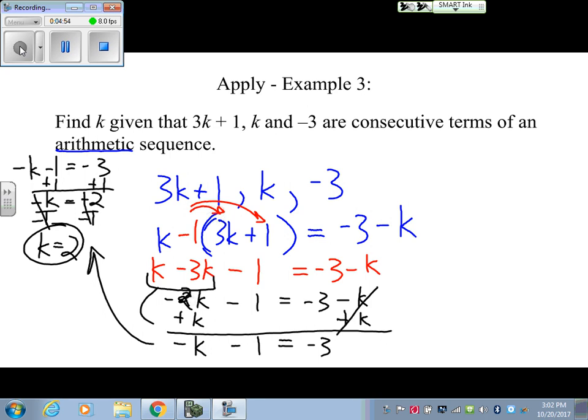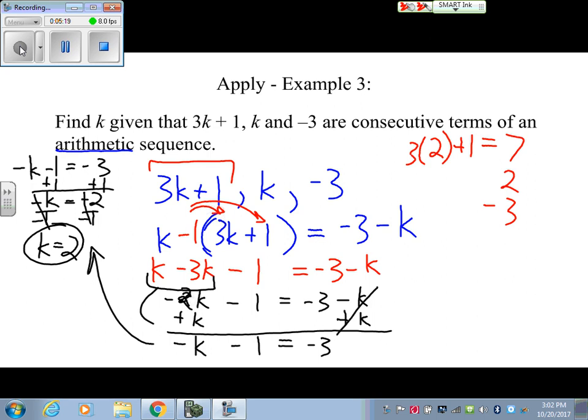Now, how can I be sure it's correct? I can go back and plug it in. So if I plug it in, I now will know my three terms. The first term that I had here, 3k plus 1, well, that will be 3 times my k, which I now know is 2, plus 1, which gives me 7. And then my second term was just k, so that is 2. And my third term was negative 3.